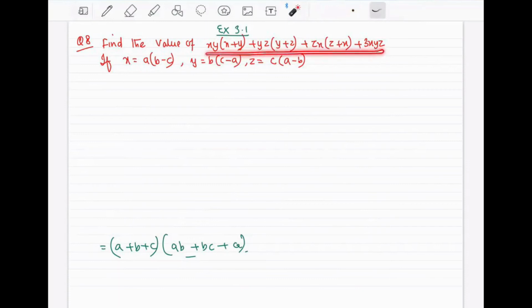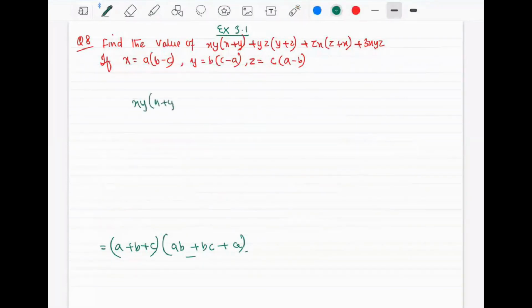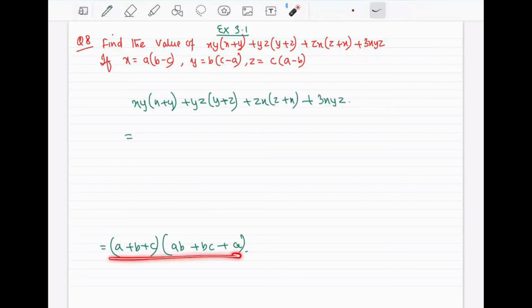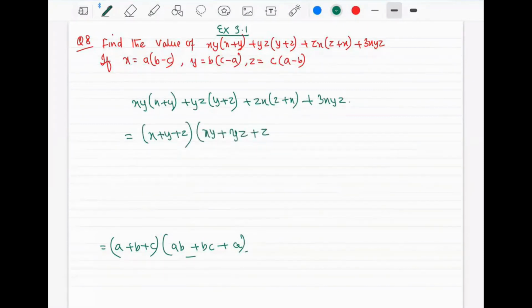If I factorize this part, I'm going to get an expression like this, except A will be replaced with X, B will be replaced with Y, C will be replaced with Z. So what is this expression going to look like? This XY, X plus Y, plus YZ, Y plus Z, plus ZX, Z plus X, plus 3XYZ. This expression is going to look like this, except A will be X, B will be Y, C will be Z. So you copy the expression, we are going to get X plus Y plus Z, XY, YZ, ZX.